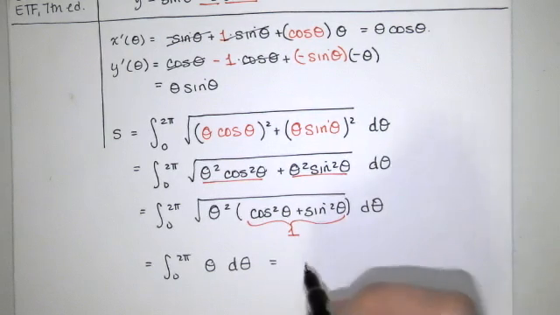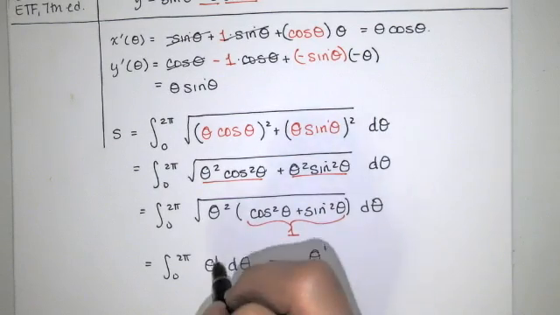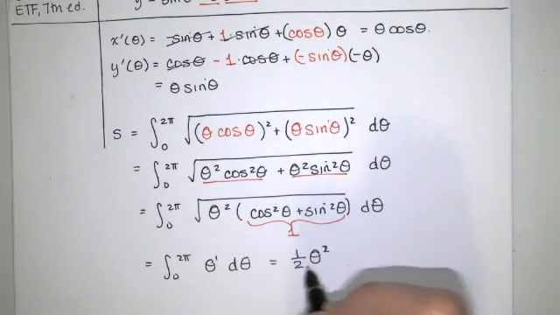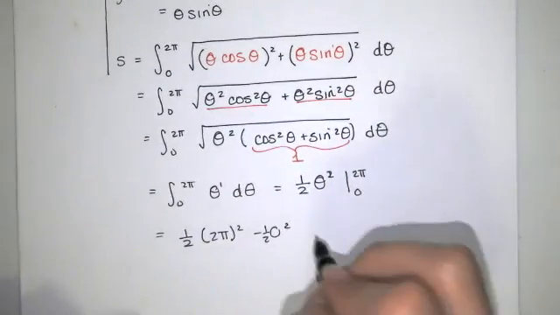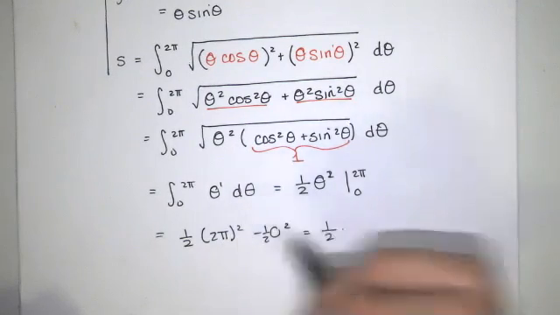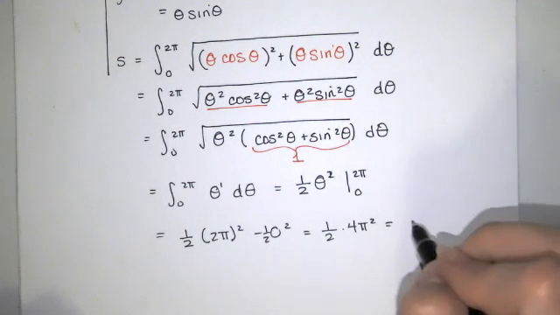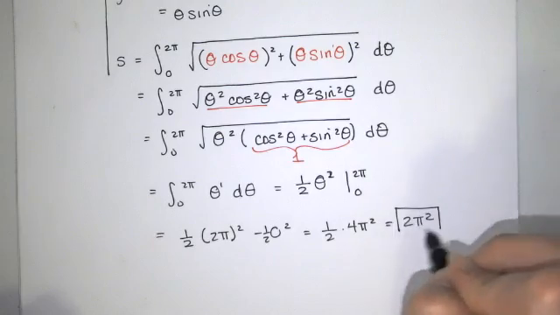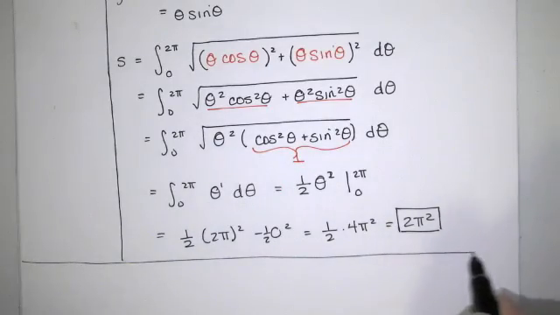We're anti-differentiating with respect to theta, so we'll use the power rule. Add 1 to the exponent. It's going to give us a 2 there, and then we divide by the new exponent, and then we evaluate from 0 to 2 pi. So we'll have 1/2 times 2 pi squared minus 1/2 times 0 squared, which is of course 0. So we end up with 1/2 times that product, which would be 2 squared times pi squared, and the 4 and the 1/2 reduce to give us 2 pi squared. And that's it.